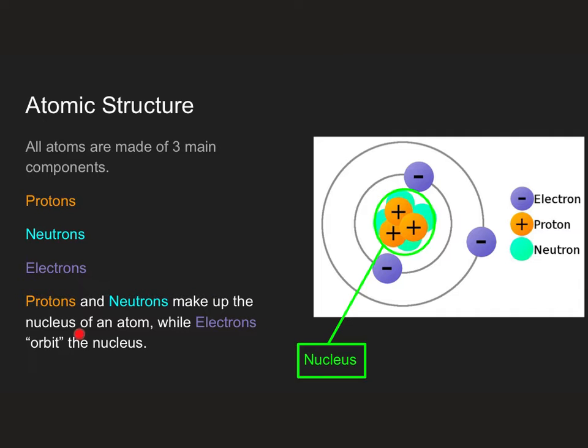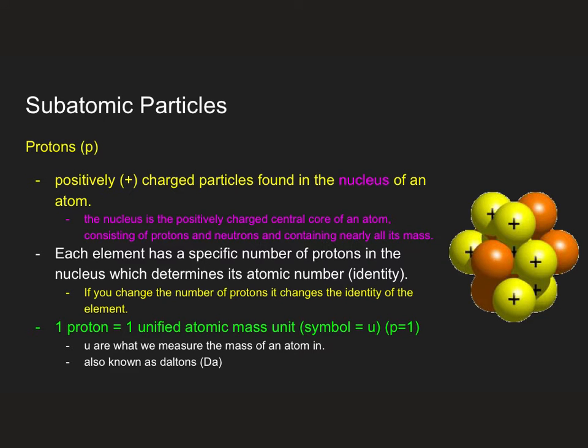Protons and neutrons make up the nucleus of the atom. That would be our little center right here. It's positively charged because neutrons have no charge, while electrons create an orbit, or a more accurate thing is a cloud. So now to take a closer look at those different particles we just spoke about, first up is protons.